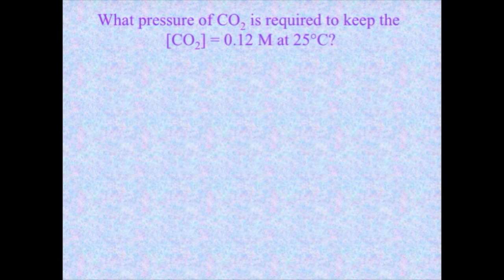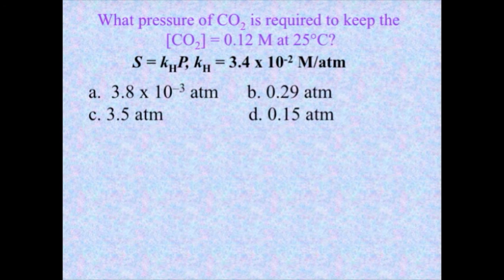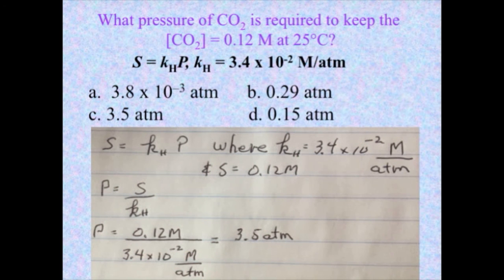So here's a Henry's law problem. What pressure of carbon dioxide is required to keep the carbon dioxide molarity at 0.12 molar at 25 degrees? And what you need is the Henry's law equation, and you need the Henry's law constant for carbon dioxide. Figure it out, and the answer is going to pop up next. So when you're ready, come back and check your answer. All right, here it is, worked out, and the answer is going to be 3.5 atmospheres.